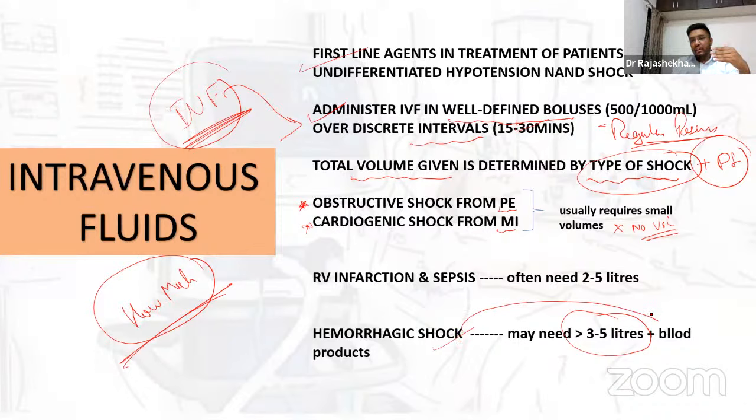What about the middle patient? When you don't know the cause, cardiogenic shock is not obvious, there is no obstruction that you have proved, the heart is okay definitely, and the patient is able to manage, then you can often give 2 to 5 liters. Again, in well-defined boluses with regular reassessment. This is my final comment on IV fluids.